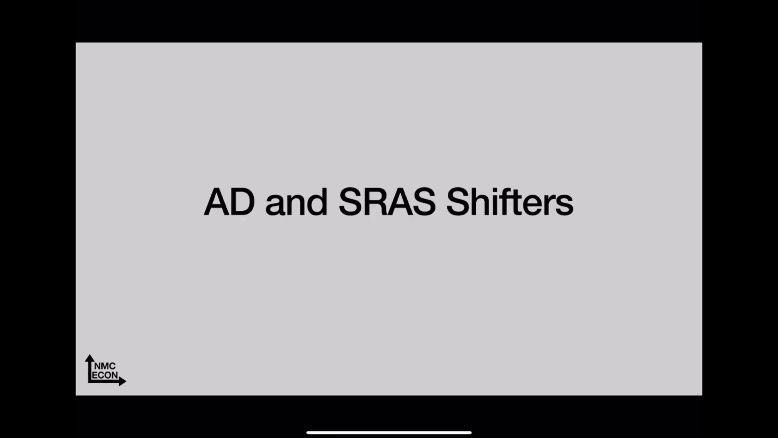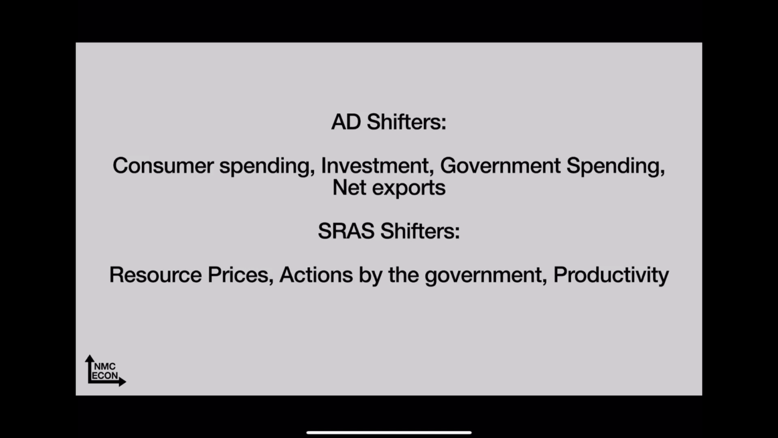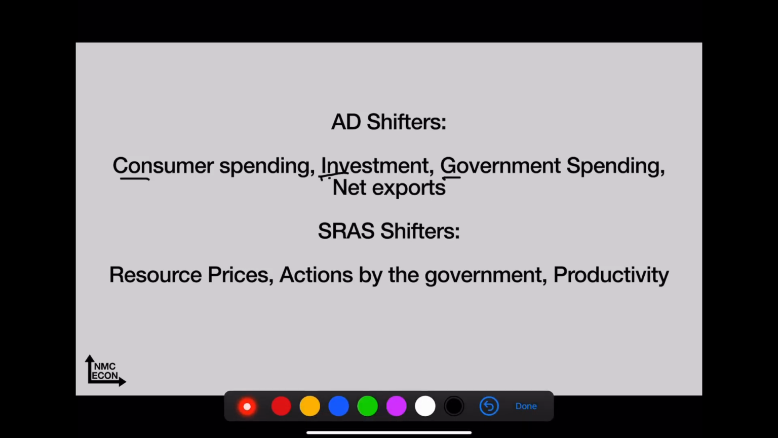Aggregate demand and short run aggregate supply shifters. C, I, G, NX. That's AD. For SRAS, it's RAP, RAP. Got it?